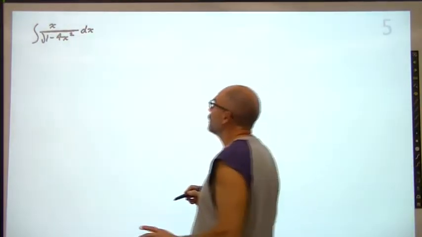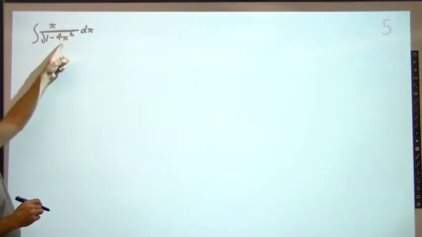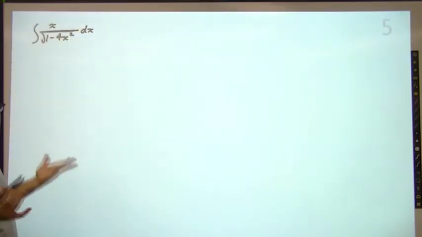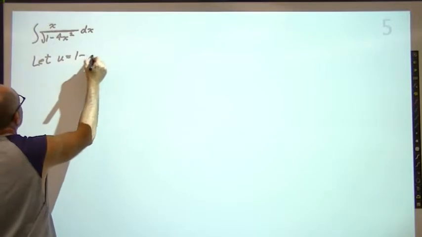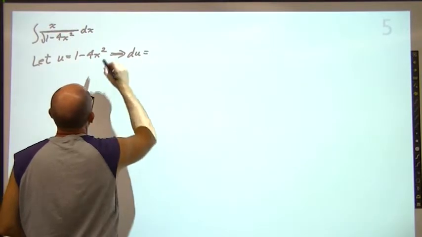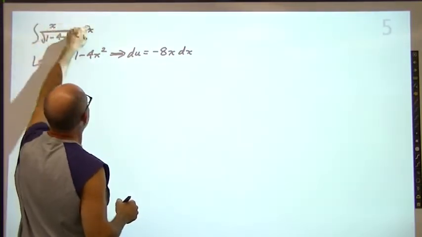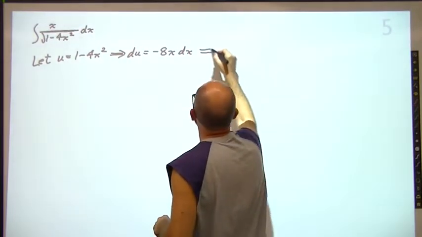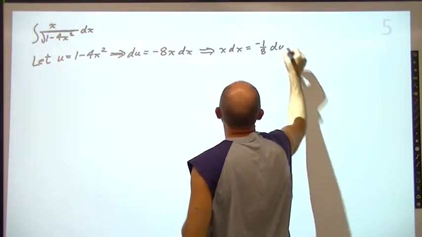Now, this time, you look inside the radical and you see 1 minus 4x squared. Think about taking the derivative of this. It's going to become negative 8x dx. Well, there's your x dx. So once again, we just say let u equal 1 minus 4x squared. And that means du equals negative 8x dx. Remember, I'm looking for what x dx equals, because that's what I'm trying to substitute for. So that means x dx equals negative 1/8 du.